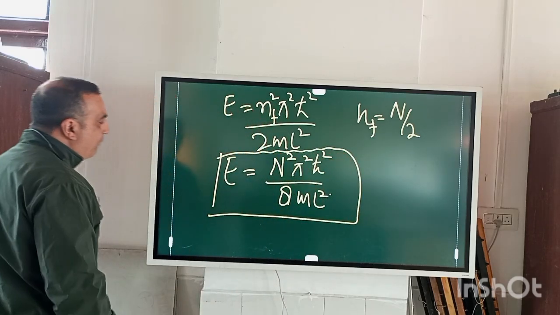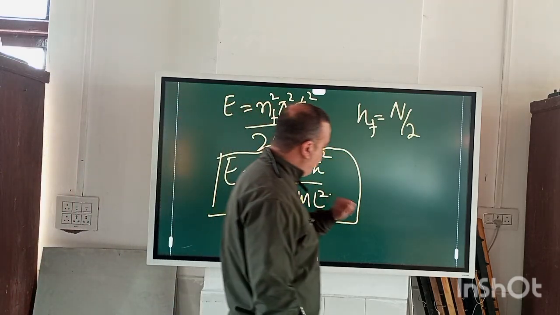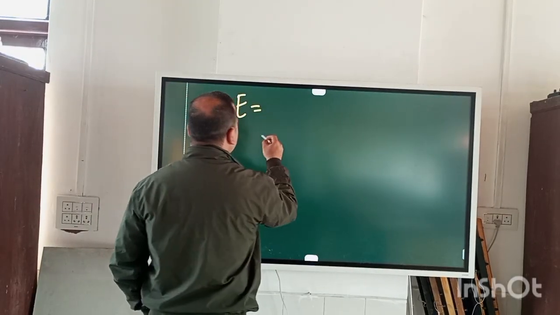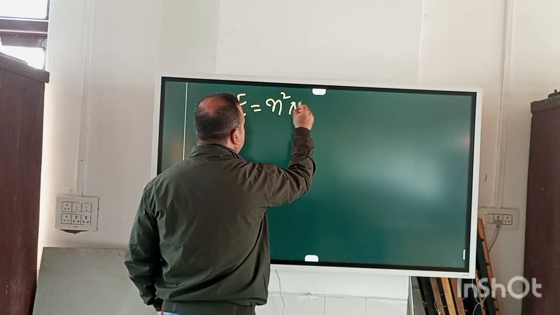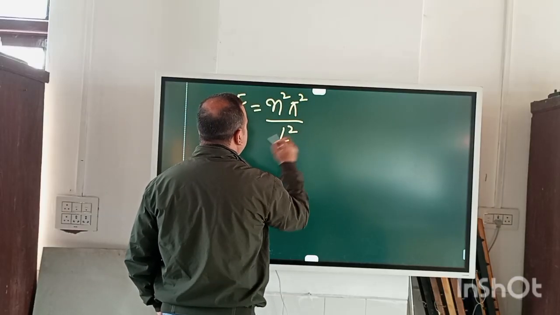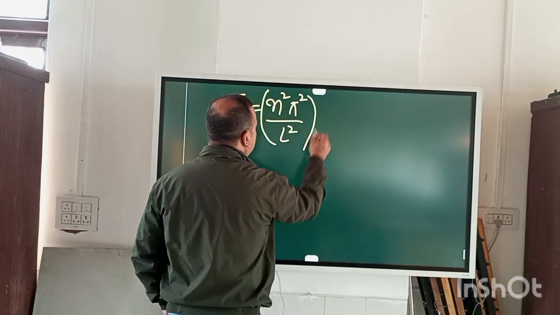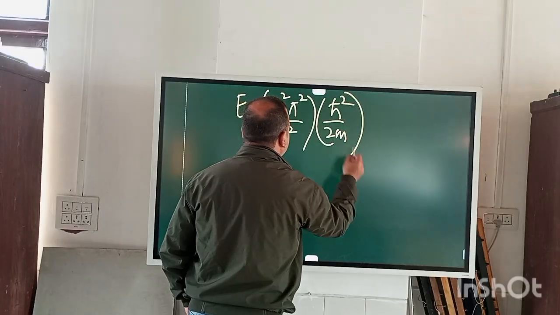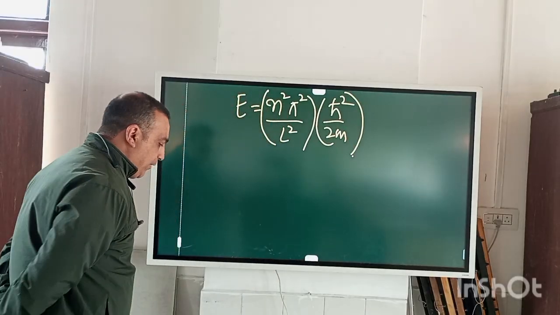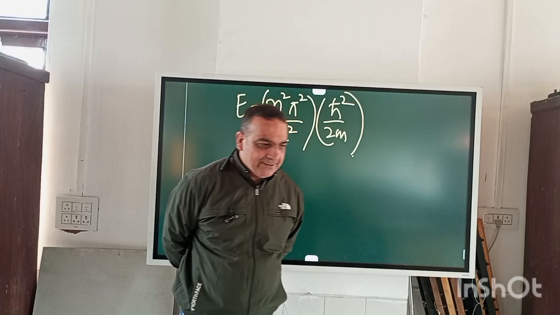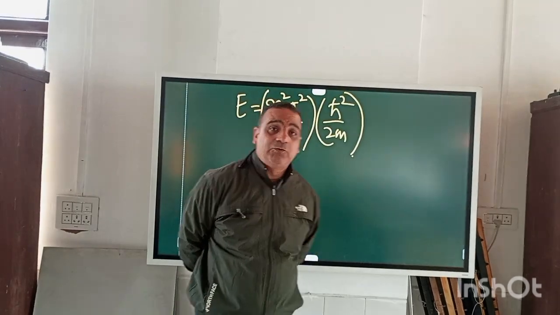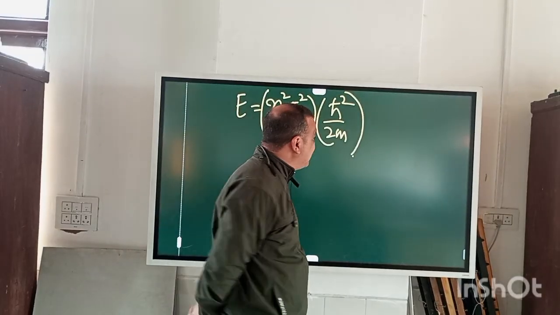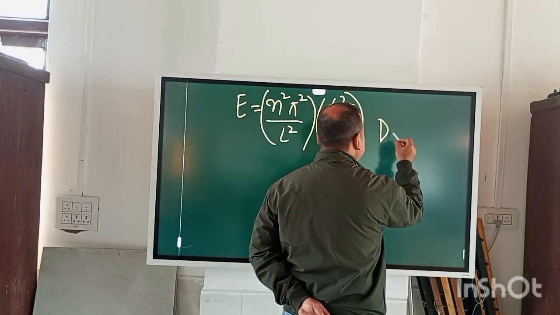Right. Now let's go back to my equation of energy. So what is my energy? E is n squared pi squared by L squared times h cross squared by 2m. Now we want to introduce a new definition, a very useful tool at advanced levels as well, and that is what is called the density of states. Density of states.